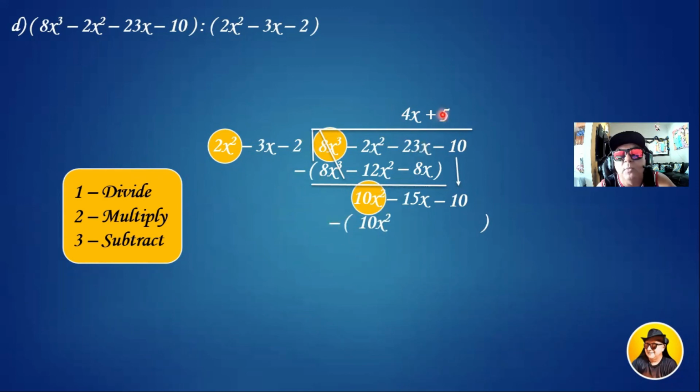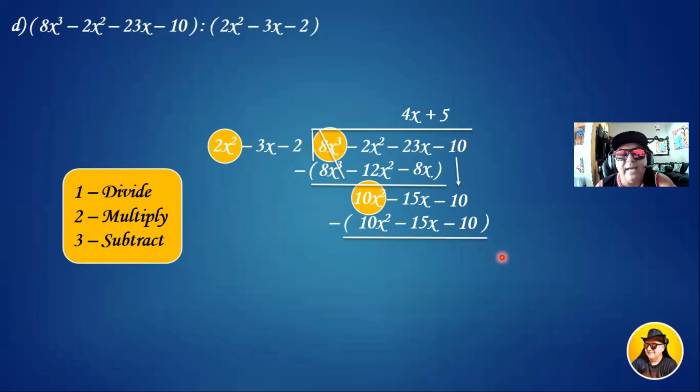And now let's go on multiplying. Plus 5 times minus 3x is minus 15x, all right? And finally, plus 5 times minus 2 is minus 10. But don't forget about subtraction, step 3. So this is, in fact, this is minus 10, this is plus 15, and this is plus 10. So let's do step 3.